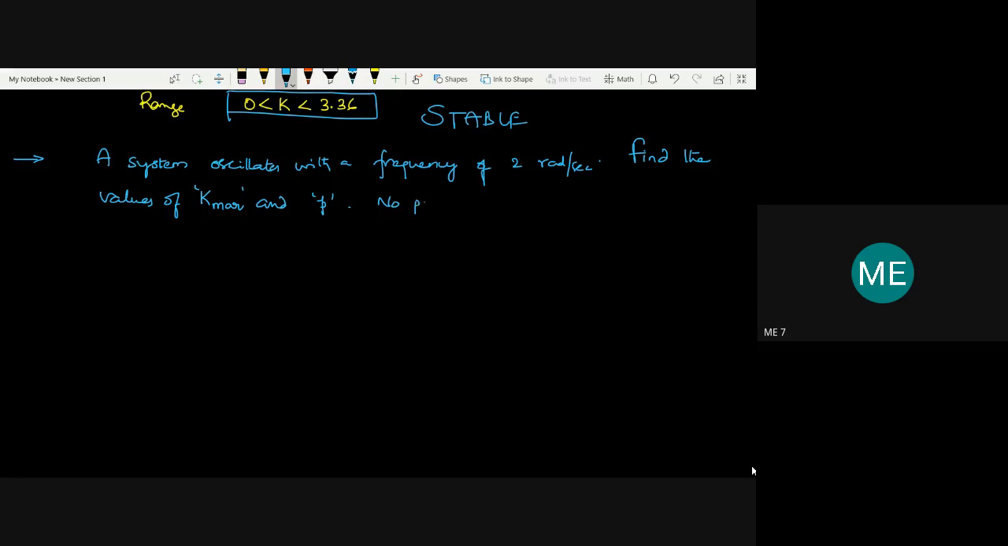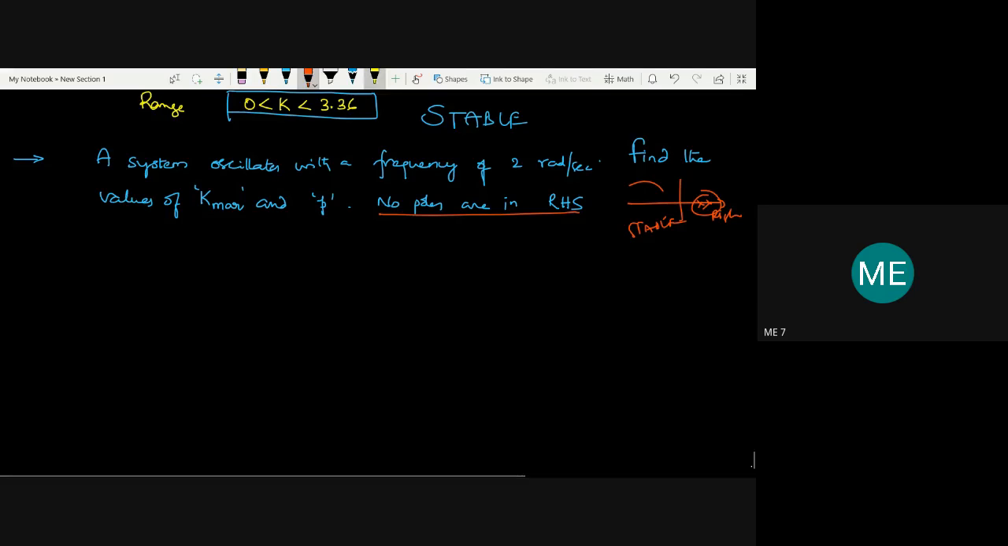No poles are in RHS means the system is stable. RHS means right hand side, so no poles are in RHS. This statement says the system is stable. No poles are in RHS means no poles in the right hand side of the S plane. In the S plane, right hand side means this side, so no poles are existing here. So it means that it is a stable system, all poles lying on the left hand side. So left hand side is said to be stable. That is what he has given.